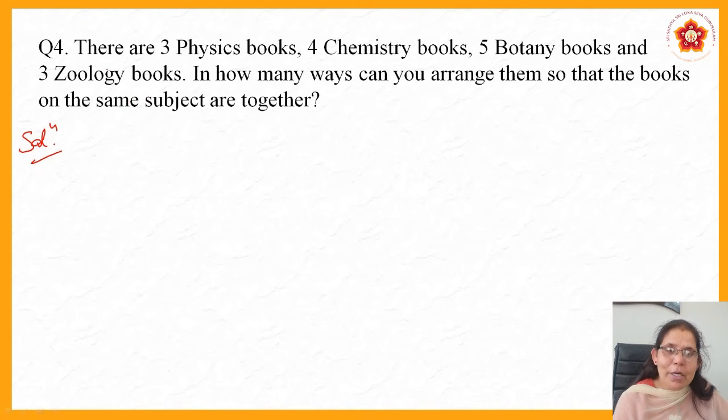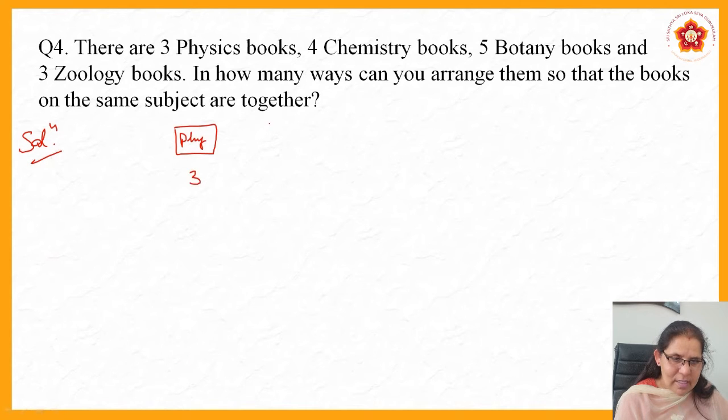Question number 4 is similar to the last question with an additional condition. There are 3 physics books, 4 chemistry books, and 5 botany books. And there are 3 zoology books also. In how many ways can you arrange them so that the books of the same subject are together?